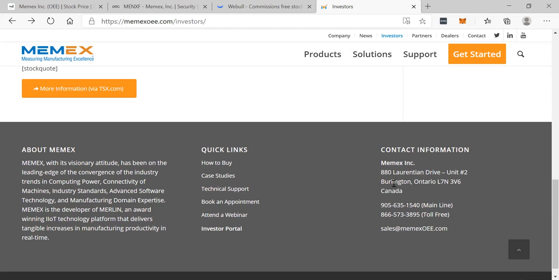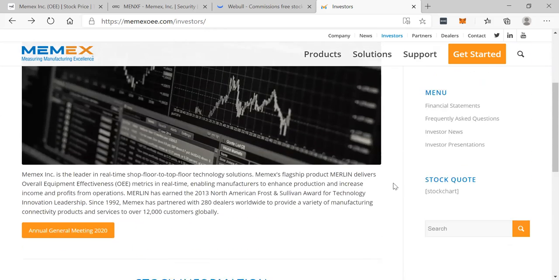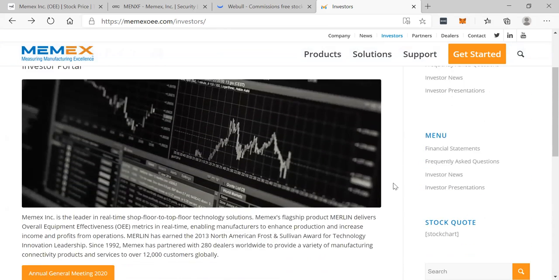This is an Internet of Things company, and I love IoT technology. Memex is the developer of Merlin, an award-winning IIoT technology platform that delivers tangible increases in manufacturing productivity in real time. There it is, IoT technology. And you can go to Investor News. Let's click on Investor News.